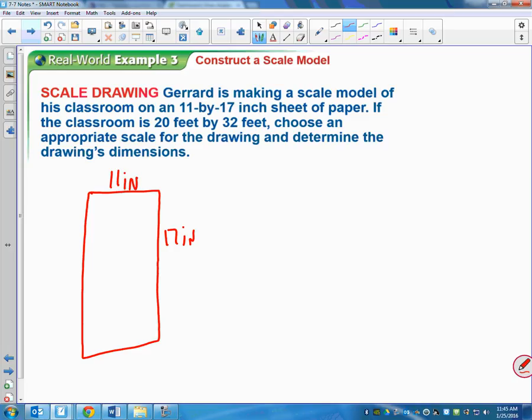Okay, so I want to take my classroom that is 20 feet by 32 feet, and I want to be able to put it on an 11 by 17 inch sheet of paper. So we want to think about what would be a good scale for this. Can I turn my classroom long ways too? Notice my pictures look the same, right?